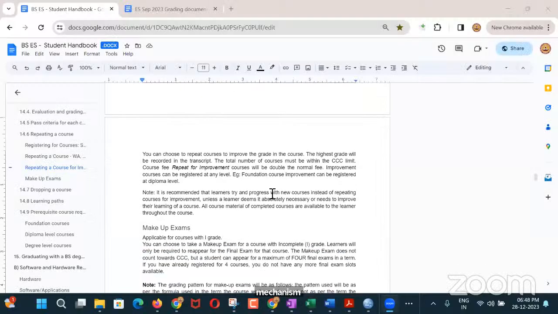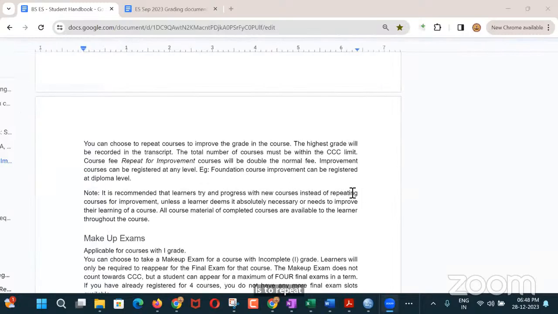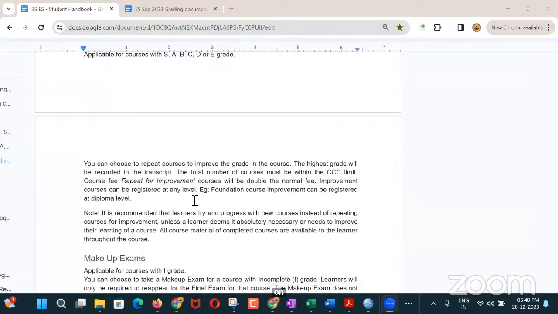So please go to the repeating course section in the student document, and you can see there the first makeup exam and second makeup exam. That's what it says under repeating course. Can you see this? Let me show. You have to go to the repeating course page. Yeah, this is the repeating course. See, it's clear here. You can choose to repeat the course to improve the grade in the course.